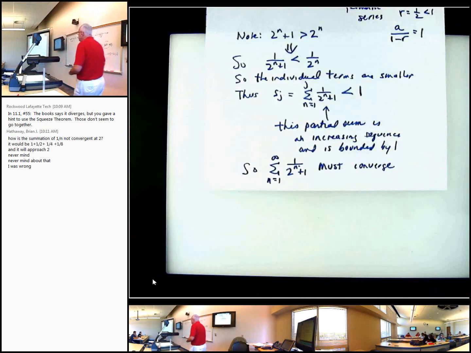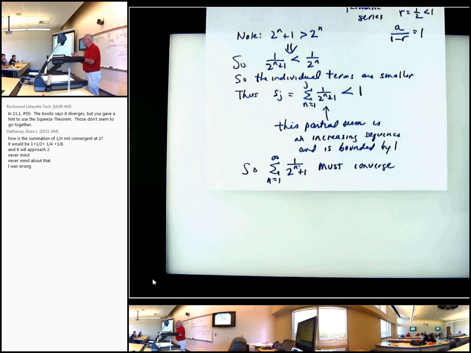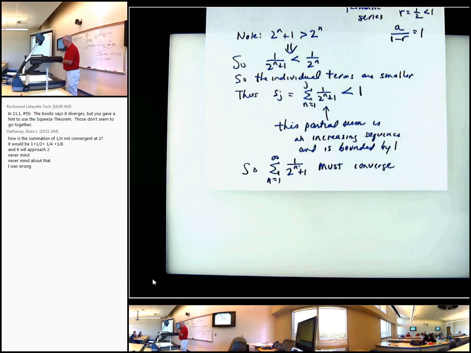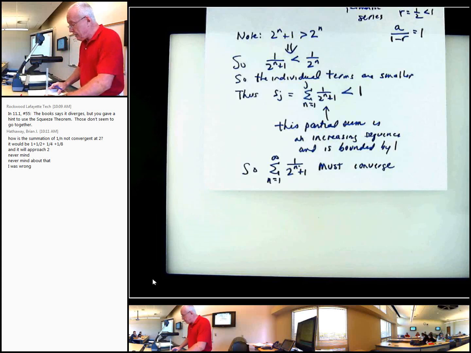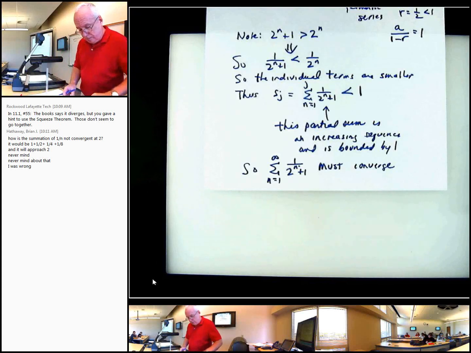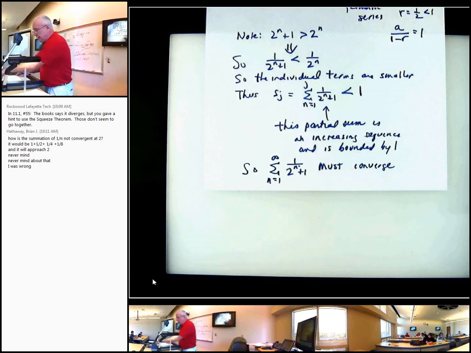And this leads us to what is called the comparison test. If we can compare the terms of a series with either a known convergent series or a known divergent series, we can reach conclusions about whether this first series is convergent or not. All right? So let me give you the theorem, and it's actually called the comparison test.